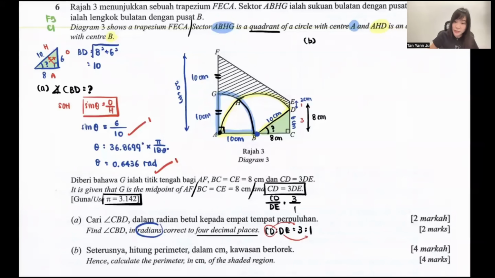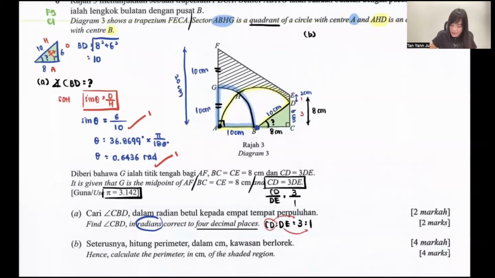B. So guys, B, what do they say? B, they say, hence, calculate the perimeter of the shaded region. My dear, now they want to find the perimeter of the shaded region. Perimeter means all the lines at the side that are surrounding the shaded region. We call it perimeter. So guys, the shaded region is this one. Very weird shade.